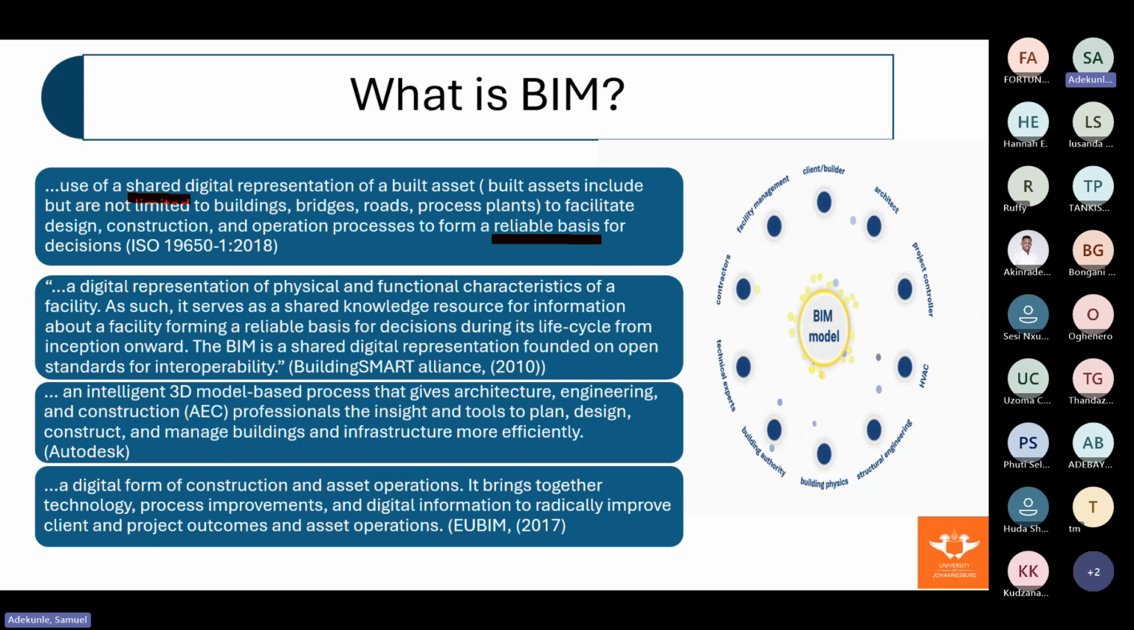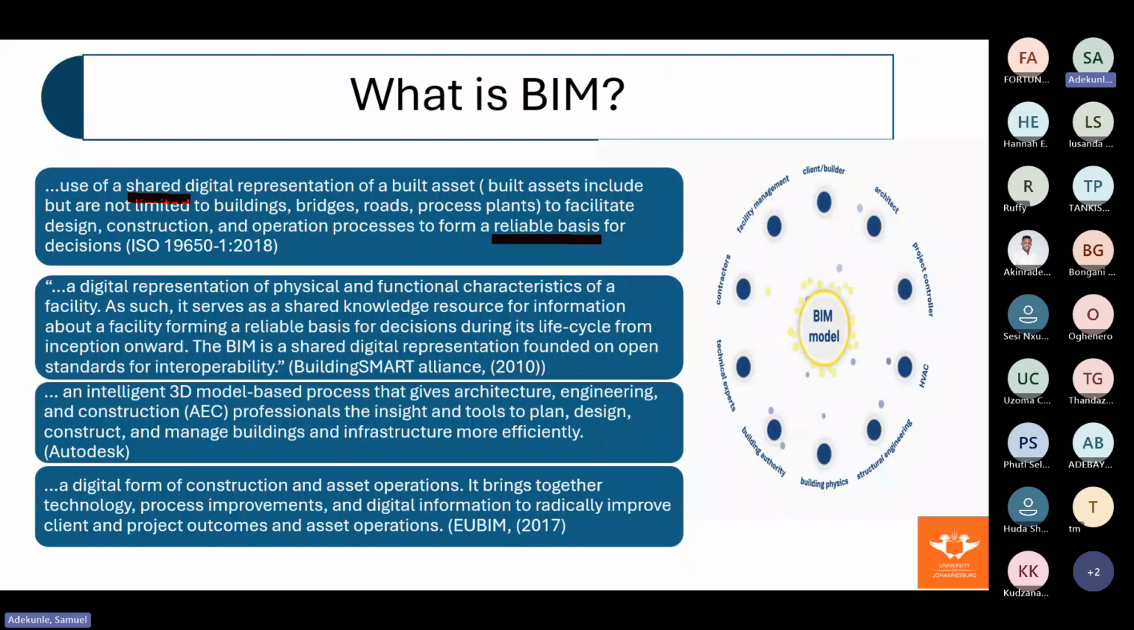Remember, we've identified the shared aspect, which is also here. As such, it serves as a shared knowledge resource for information about a facility. So every stakeholder on the project has access to it. Collaboratively, they can work. And with what they have, they share information real time on it. Okay, so it means that it is beyond just your ordinary 3D model. It is a smart 3D model, an intelligent 3D model, which allows for other models, other dimensions rather, to be added to it to make it very, very effective for what it's being used for. Okay, so now take note of the shared part of it, reliability in terms of decision making, representing both the physical and the functional aspect of a facility or an asset, right?